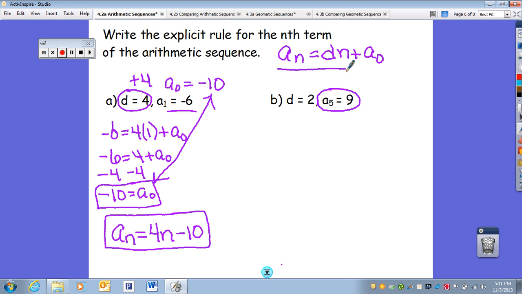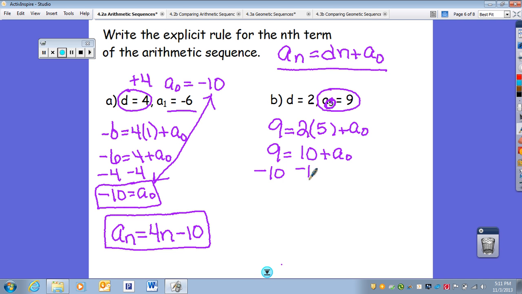So let's use this equation. We're going to plug 9 in for our a sub n, and that equals our difference, which is 2, times, and then remember our n, we're wanting the number 5, plus a sub 0. So we're going to figure out what it is this way. So 9 equals 10 plus a sub 0. So when I subtract 10 each time, I'm going to get negative 1 equals a sub 0. So I can solve an equation to find it.